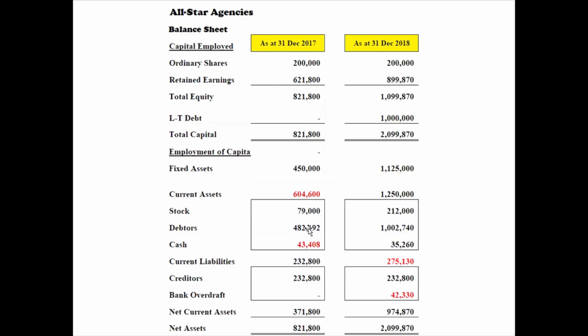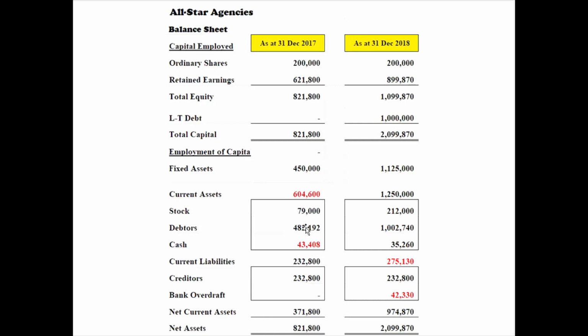In point number 3, they gave us the stock information. And then point number 9, remember that about the debtor days? That's the information we need to use to calculate this debtor days number.